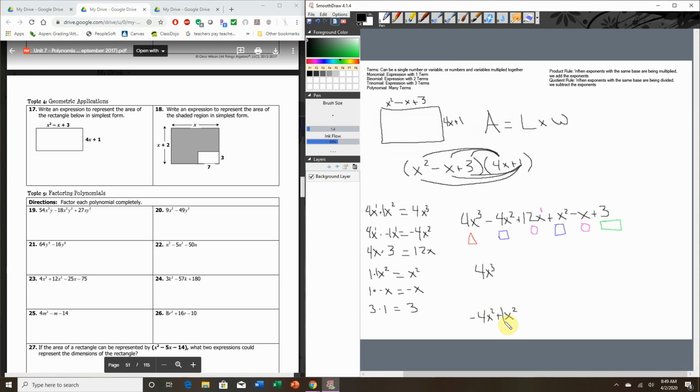So we know this is going to get a coefficient of 1. So negative 4 plus 1 would be negative 3. And now remember, when you're adding like terms, you just keep the base and the exponent. So negative 3x squared.